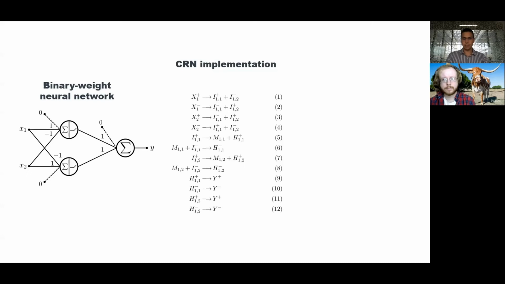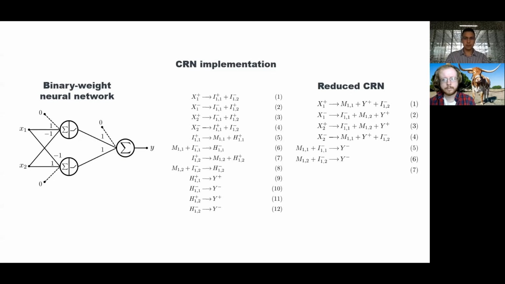It has 12 reactions. And also note that the size of the chemical network scales linearly with the number of neurons in the neural network. And there is a reduced chemical network where you perform optimization. So here the size scales exactly with the number of neurons in the neural network, with a caveat that it doesn't hold for the input layer.